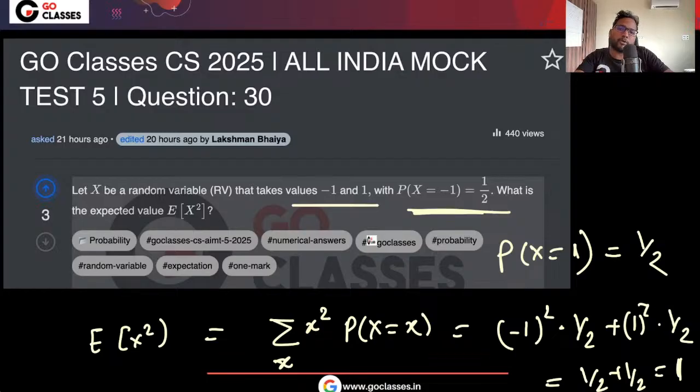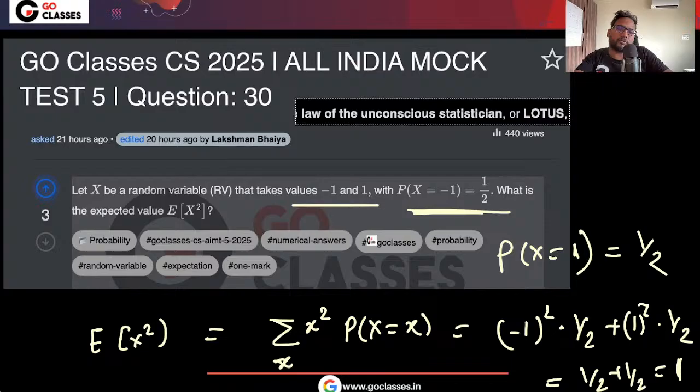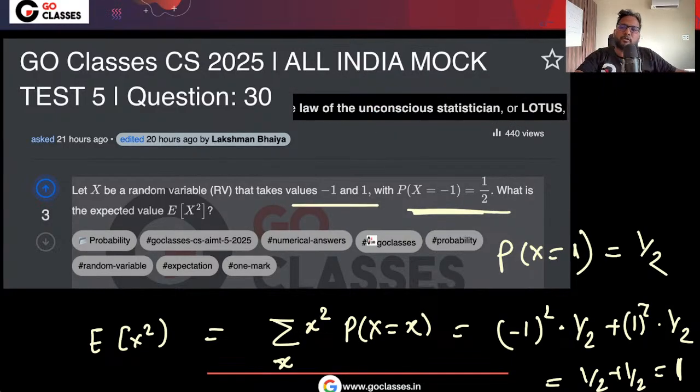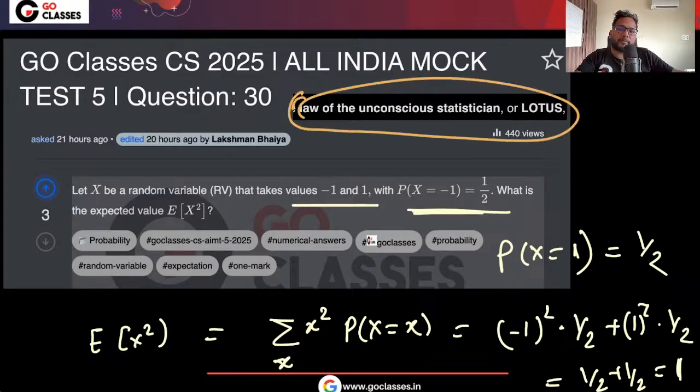Does anyone know what this rule is called? This is called LOTUS, right? Law of the Unconscious Statistician, something like this. Maybe you don't need to know about this rule, but if someone has seen the lectures, I told this rule in the lectures. That is called LOTUS. Does anyone remember that I told this in the lecture?